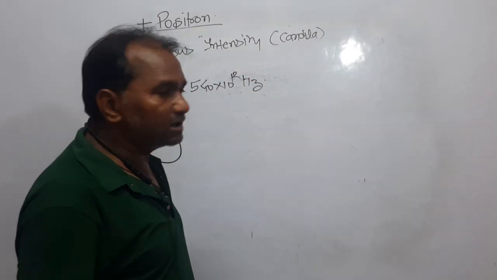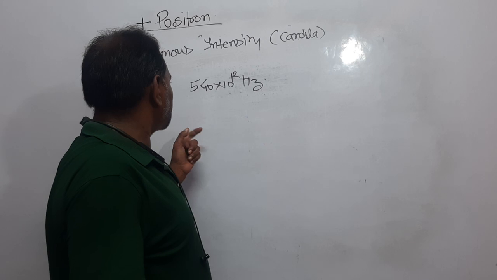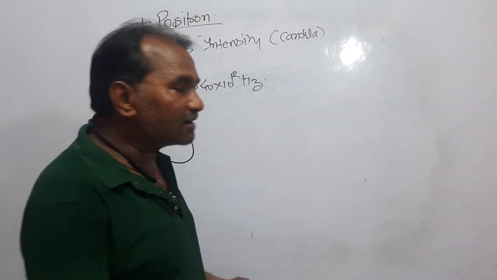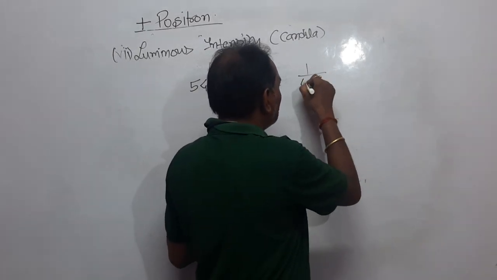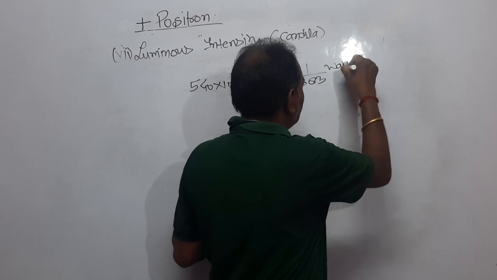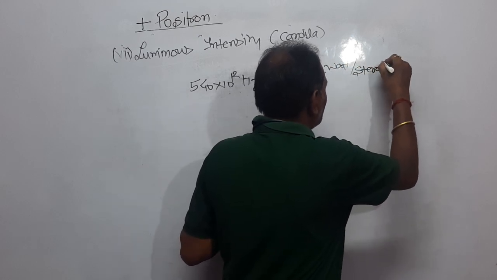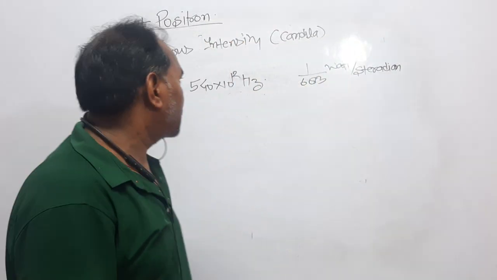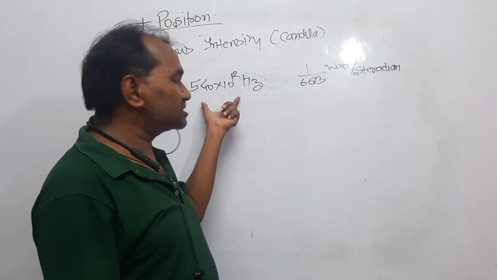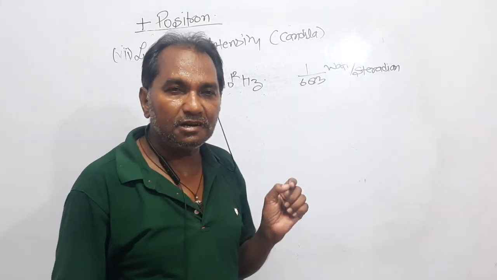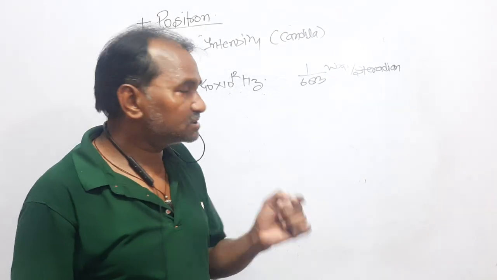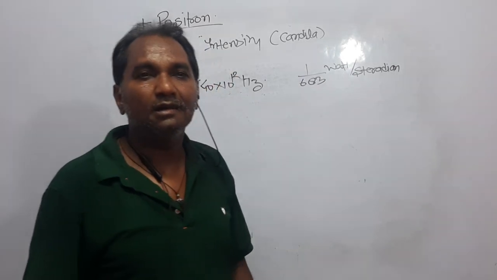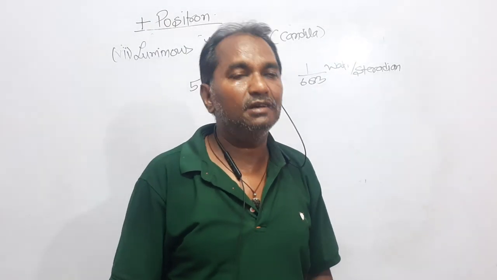So, dear students, one candela, how do you define? A source which is emitting radiation of 540 into 10 to the power 12 Hertz, and in that direction the radiant intensity is 1 upon 683 watt per steradian, then the luminous intensity of the source would be 1 candela. Again I am repeating, if a source is emitting radiation of 540 into 10 raised to the power 12 Hertz, and in that direction the radiant intensity is 1 upon 683 watt per steradian, then the luminous intensity of the source would be 1 candela.